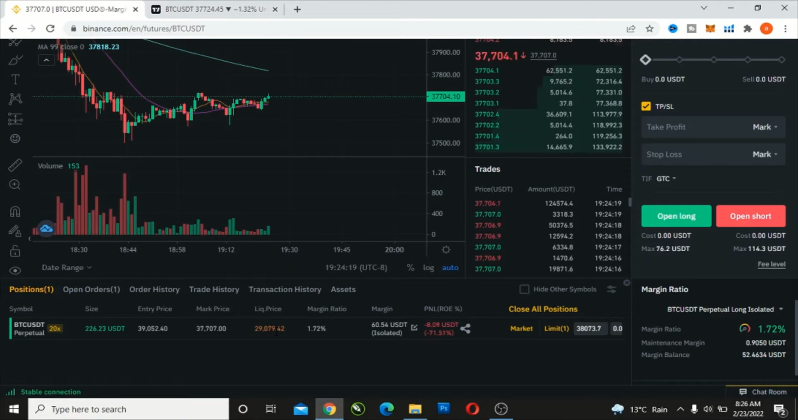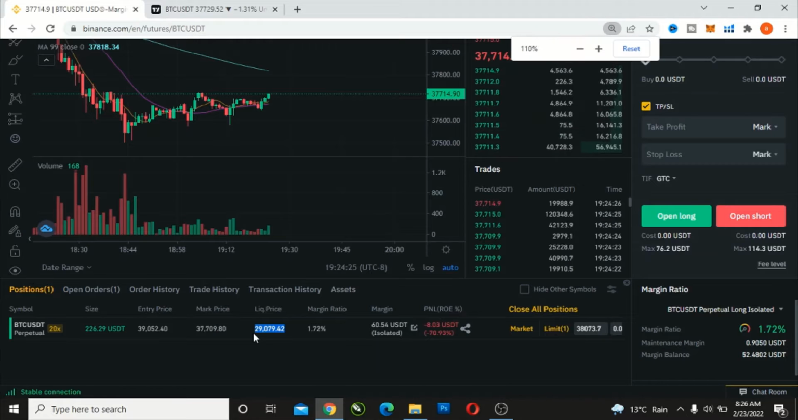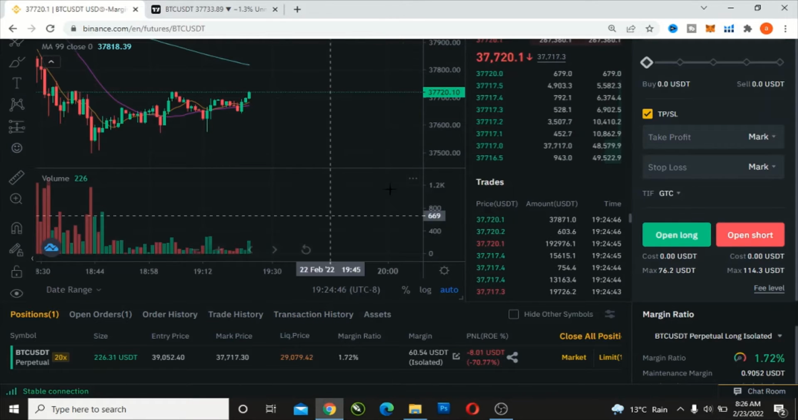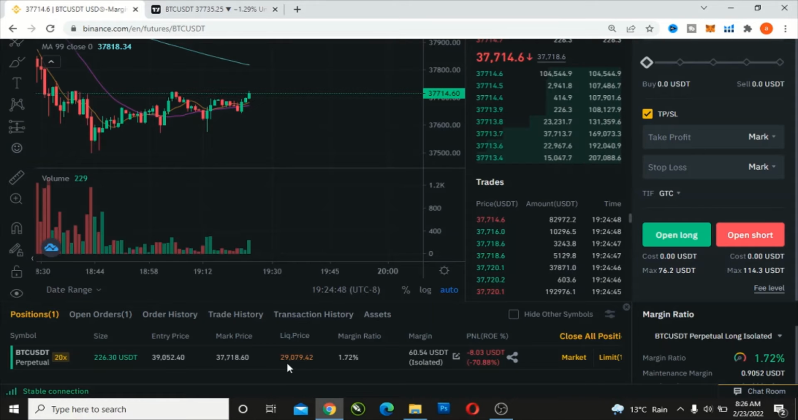This price is telling you that if the price falls to 29,079, then all my margin will be grabbed by the exchange. As I'm trading on Binance, once I hit this liquidation price, all my money will be taken by the exchange.